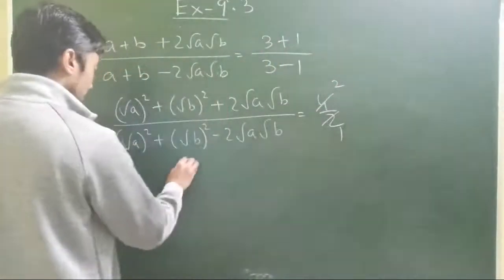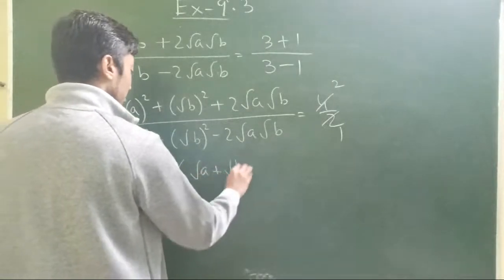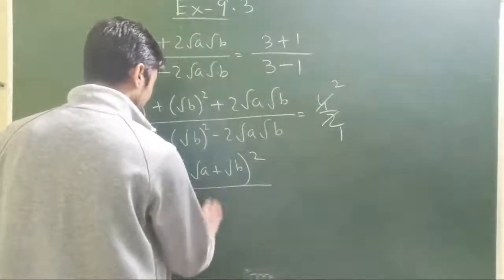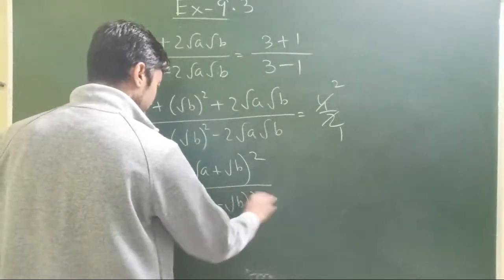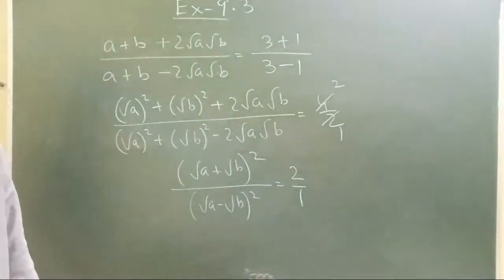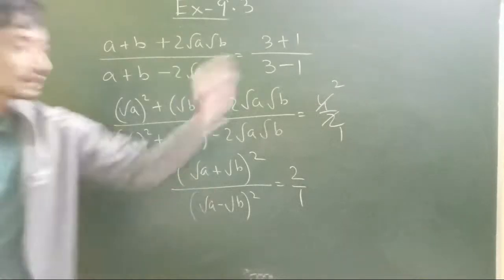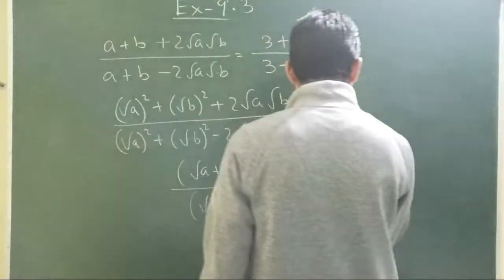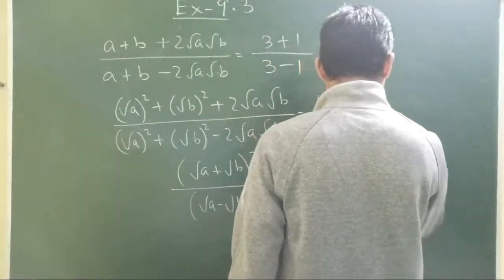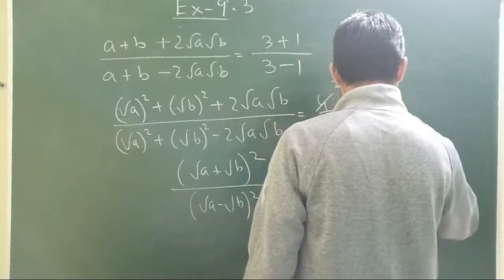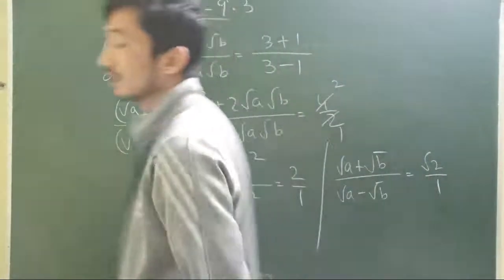This one I think we can write (a plus b) whole square, because it's like a square plus b square plus twice ab. Now similarly below, so I have a square, I'll take the square root on the other side, removing the square.